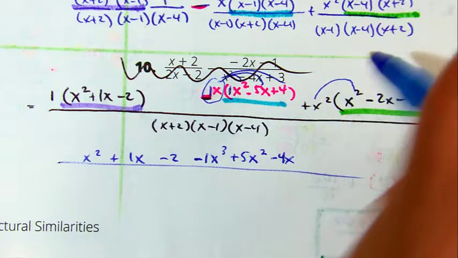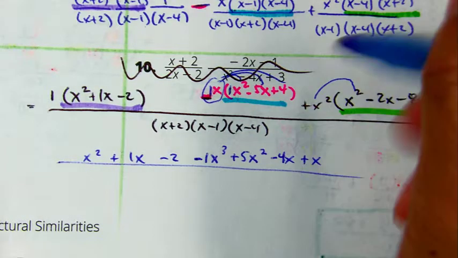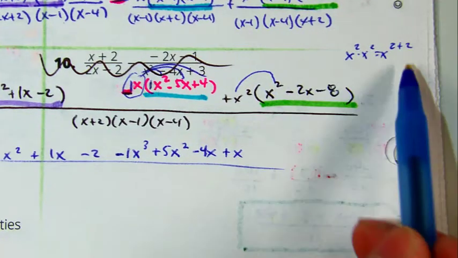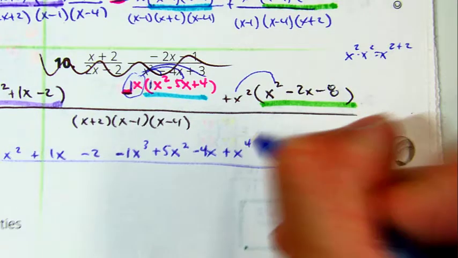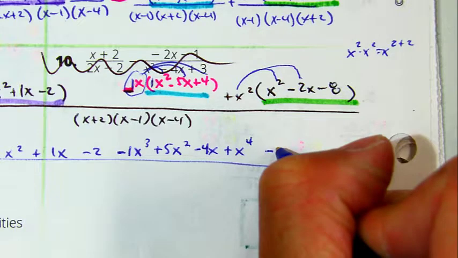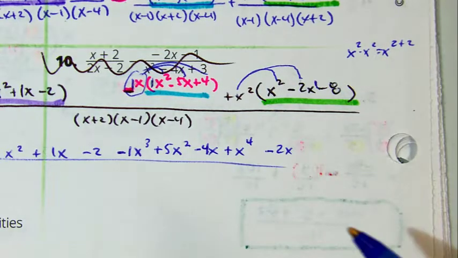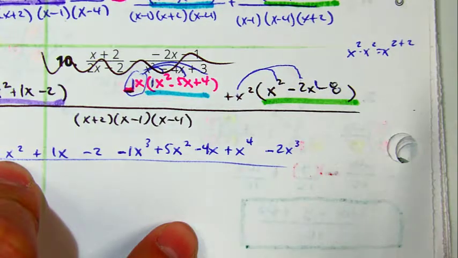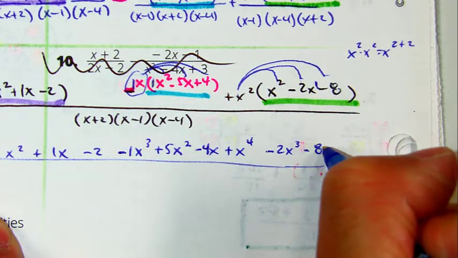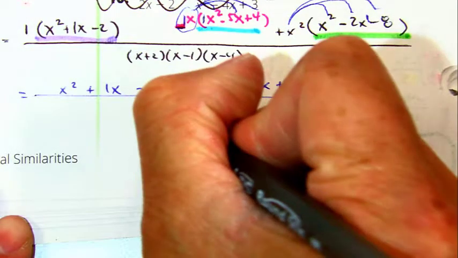Ariana, let's go ahead and distribute over here. x squared times x squared. x to the what? So when we're multiplying the same base, you add the exponents. So that'll just become what? x to the fourth. x squared times negative 2x? Good. x to the what? x to the, because that's a 1. So 2 plus 1 is 3. And Ariana, x squared times negative 8. Good. Almost there. That's all over x plus 2, x minus 1, x minus 4.